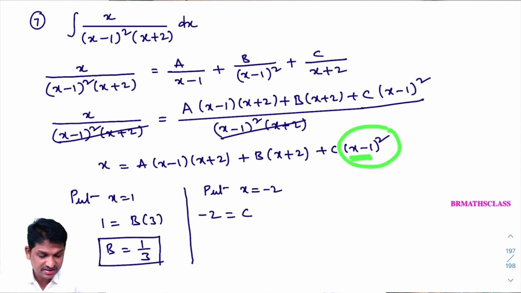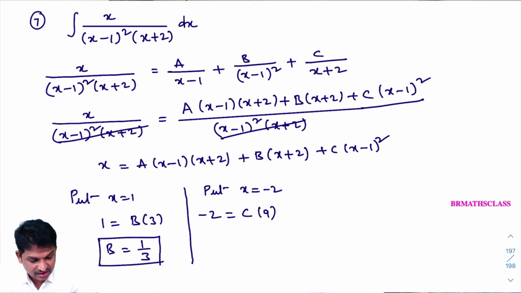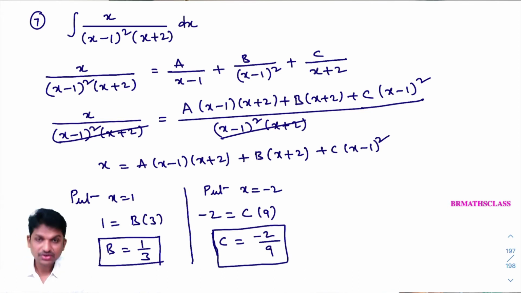Minus 3 whole square is 9. Okay, this is 9. So what is the c value? C value is minus 2 divided by 9. I got the c value. That's good. So with the help of the trick, we got the b value and the c value.